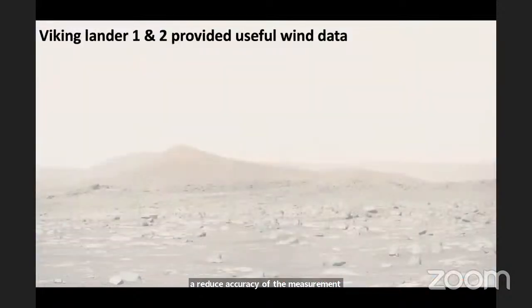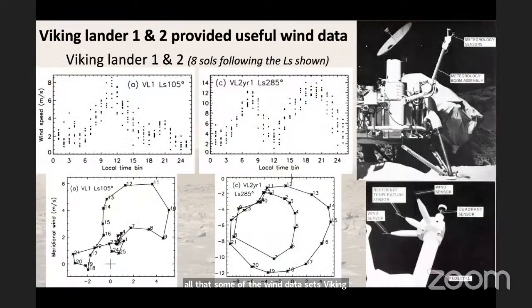So just a really quick tour through some of the, not all, but some of the wind data sets. Viking Lander 1 and 2 did provide useful wind data. Viking Lander 2 provided it over probably the longest time period, almost 2 Mars years, but they mostly did not have high frequency wind data.